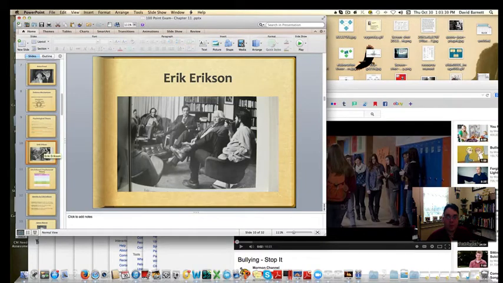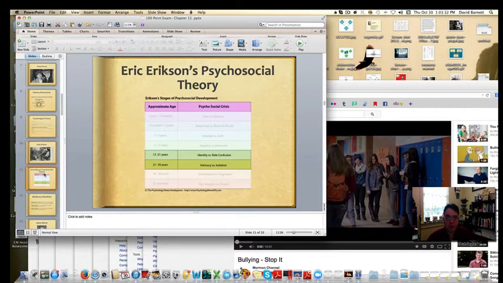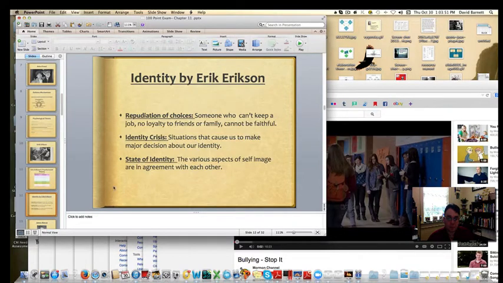We're going to go on to Erik Erikson. Now, we have already gone over Erik Erikson's psychosocial theory earlier in the semester. You know, the infant, the trust versus mistrust, autonomy, shame and doubt. What we're focusing on right now is 13 to 21, identity versus role confusion. So that's where the elements of Erik Erikson come into play. He talks about, within this element, three things when it comes to identity.